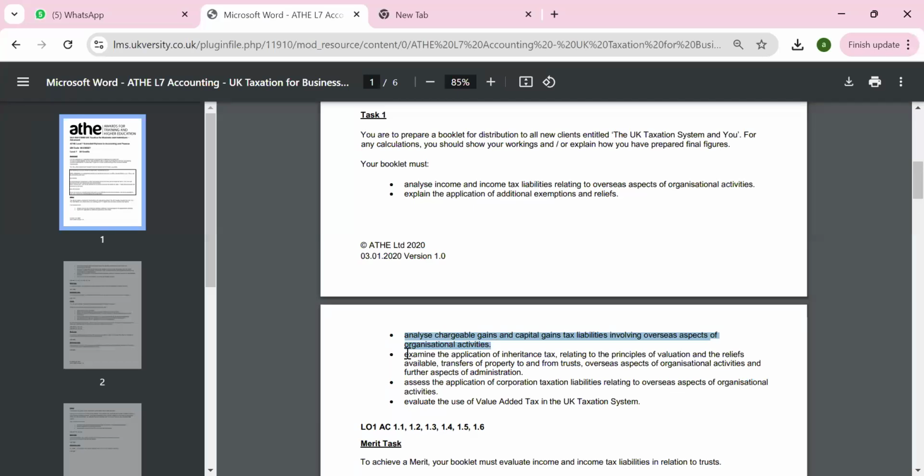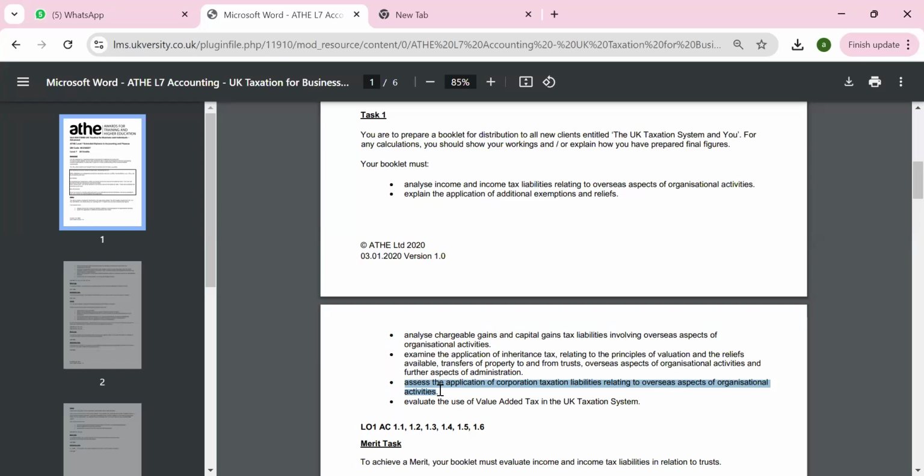So it's good to examine the application of inheritance tax. If you're giving the example of a connected person, inheritance tax limit, or inheritance tax question, include the example from the booklet, which has a whole chapter on inheritance tax. Assess the application of corporation tax liabilities relating to overseas aspects. Corporation tax, normally, is payable in the country where the company's head office is registered, and where their board of management operates.